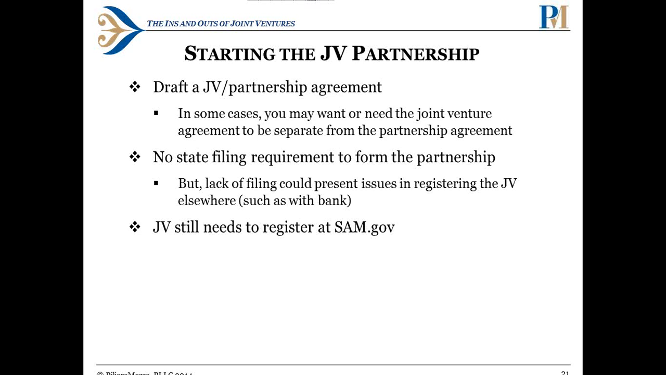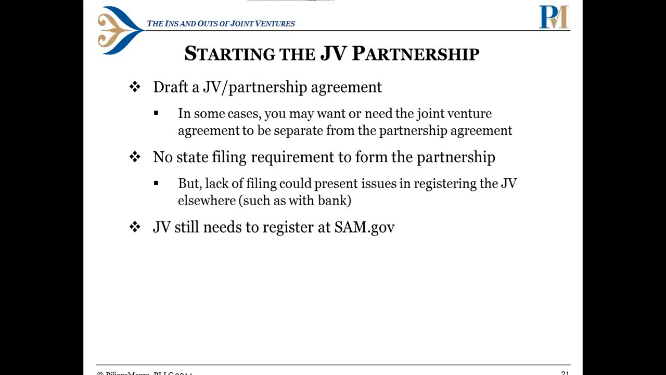The process is about the same in terms of drafting. Instead of an operating agreement, you draft a partnership agreement. There are generally no state filing requirements to form the partnership. That's why we say it's less formal, and there isn't as much in terms of filing fees required. But know that the lack of filing might present issues in registering the JV elsewhere.